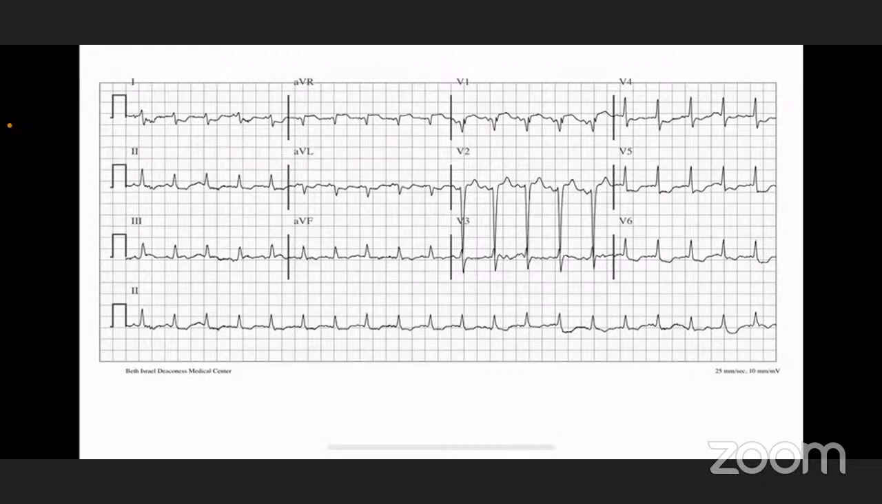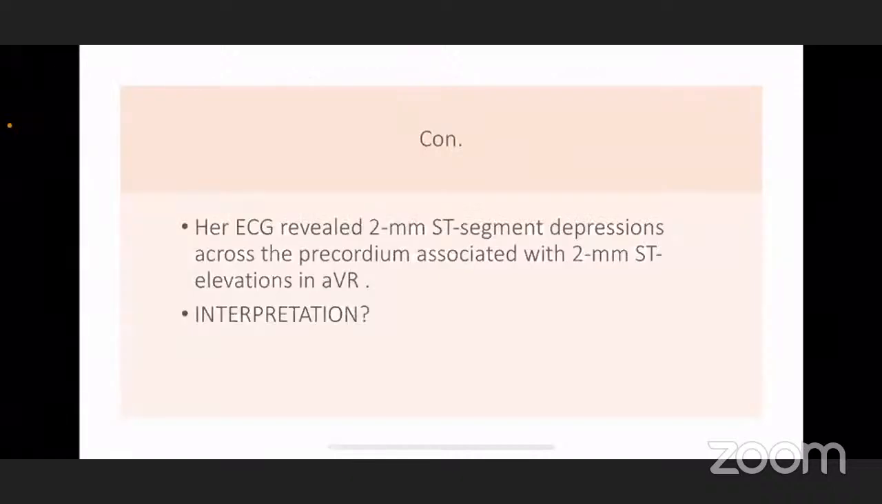Yes. So her ECG reveals ST segment depression across the precordium, as Tasneem said, which is associated with ST elevation in aVR. What is the interpretation of this ECG? When you see ST depression across the precordium and ST elevation in aVR. Does anyone know?